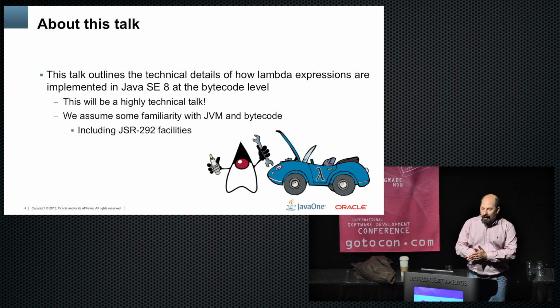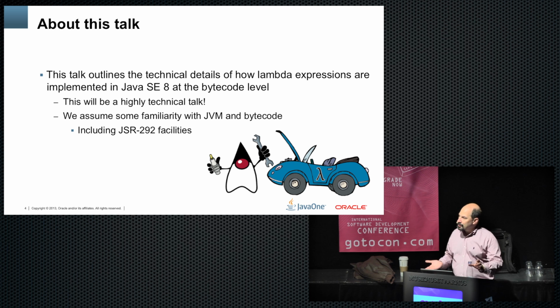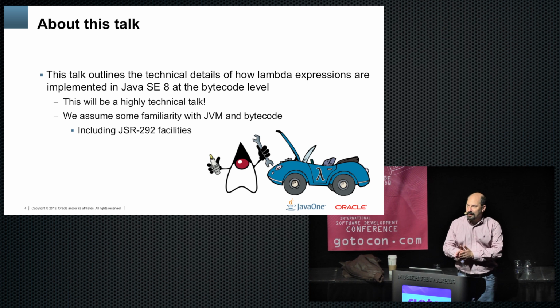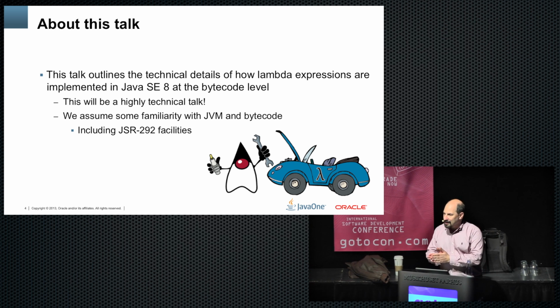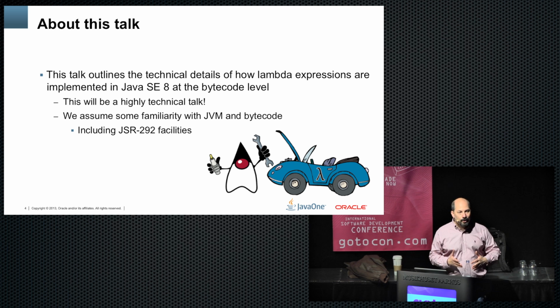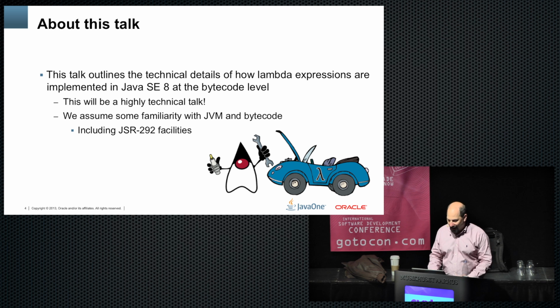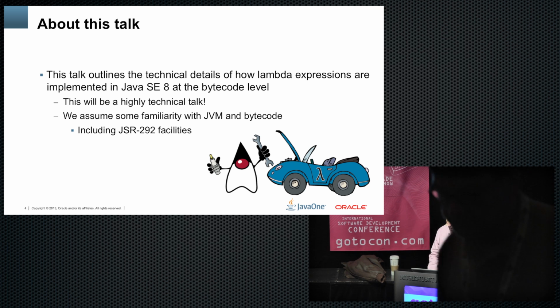I'm going to show you some bytecode. I'm also going to talk about some of the facilities that were added in Java 7, specifically method handles and invokedynamic, which again, not something that anybody who is not implementing languages is going to use, but again, good to know about, just to understand what's going on.